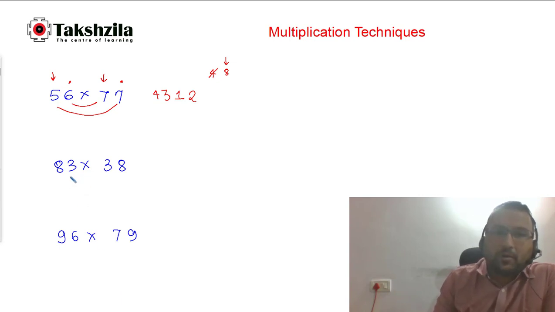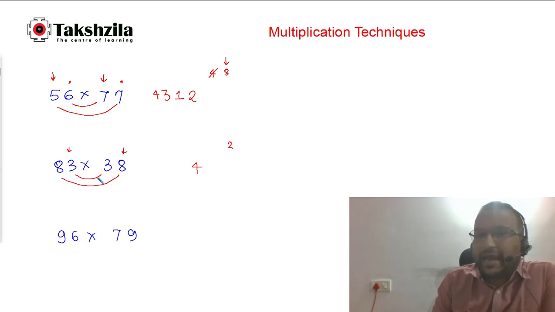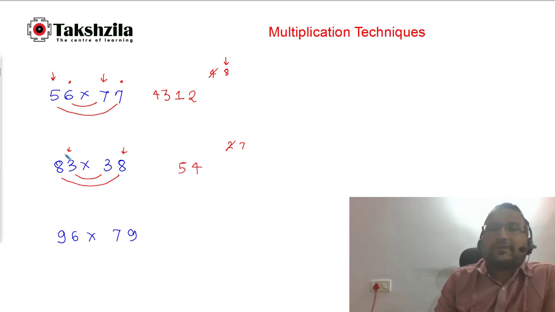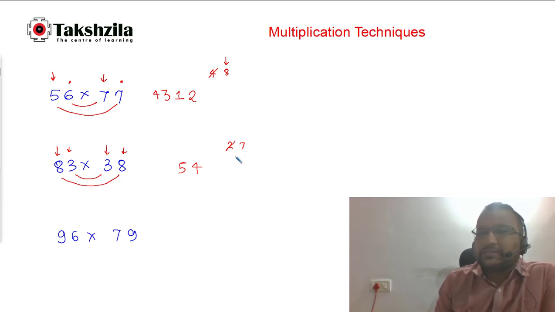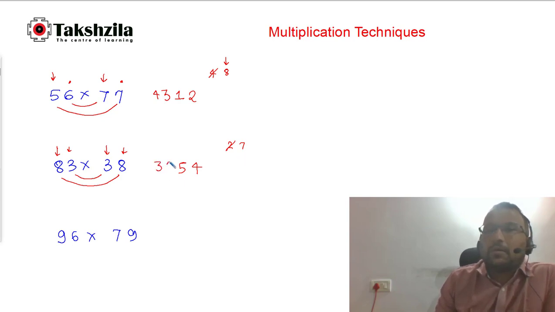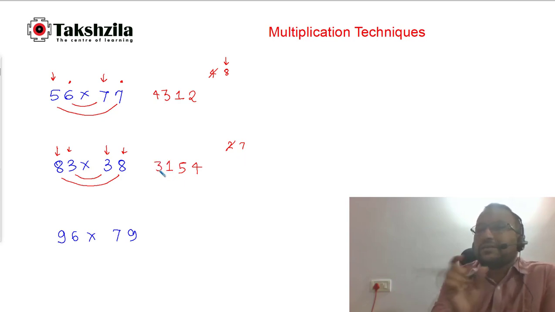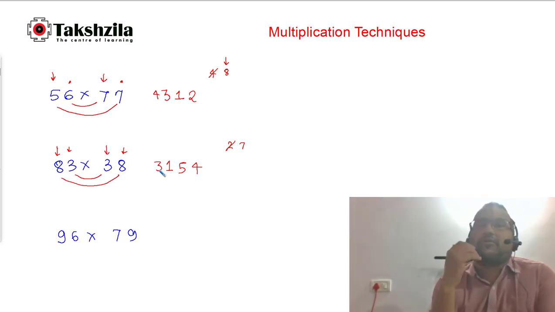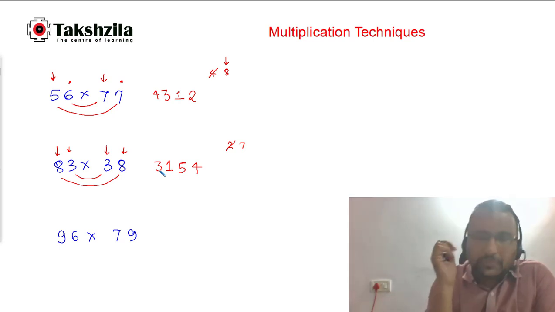After that, over here 3 into 8 is 24. So write only the unit digit. After that, 3 into 3, 9, 8 into 8, 64. 64 plus 9, 73, plus 2, that is 75. After that, 8 into 3 is 24. 24 plus 7 is 31. Make sure you do the intermediate addition orally instead of writing one below the other.